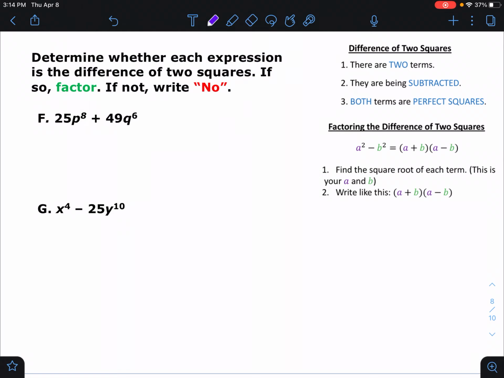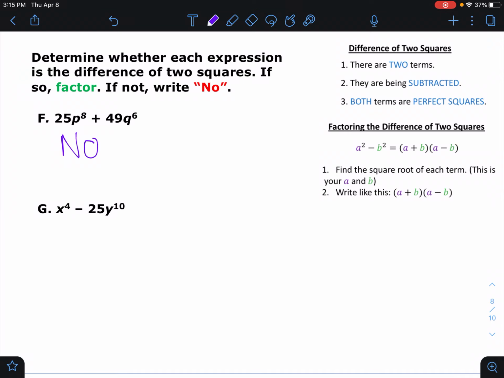Let's see. Are there two terms? Yes. Are they being subtracted? No. So in this particular case, it's not subtraction, so this is an easy one to miss. If you missed that, this is a perfect square and so is this. So if you went through and tried to factor this, you would have got it wrong. It has to be subtraction. It's called difference. Difference means subtraction. So this is a no. This is a sneaky one. So be ready for those kinds of situations.